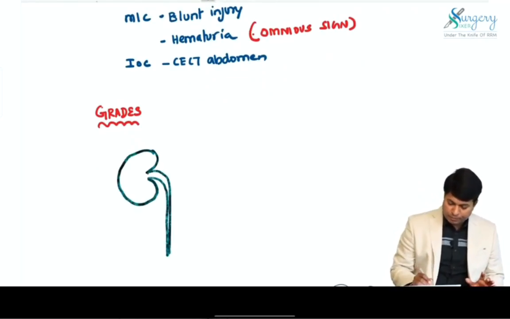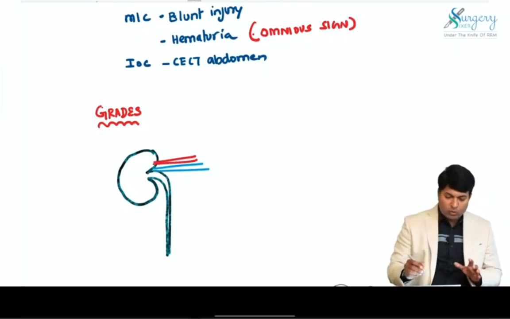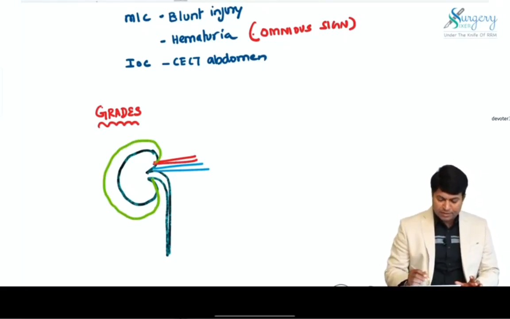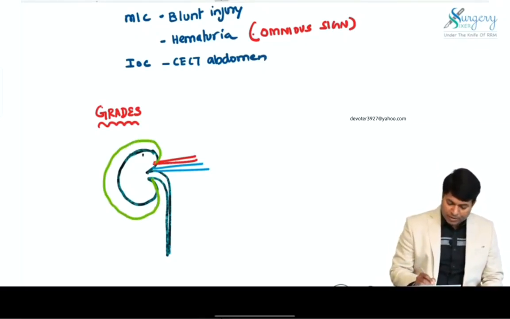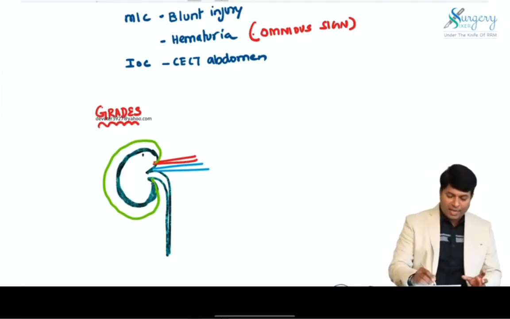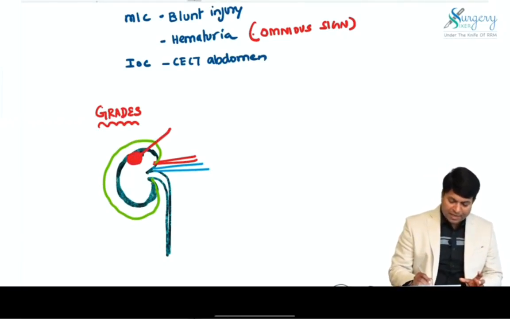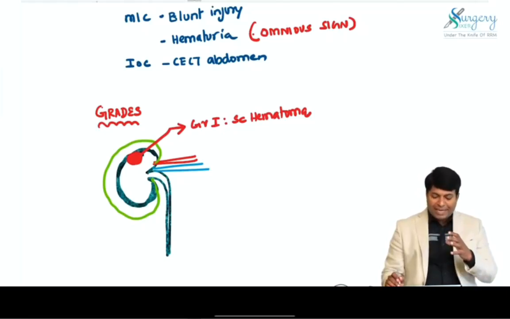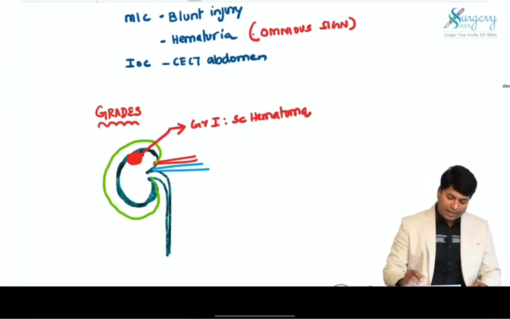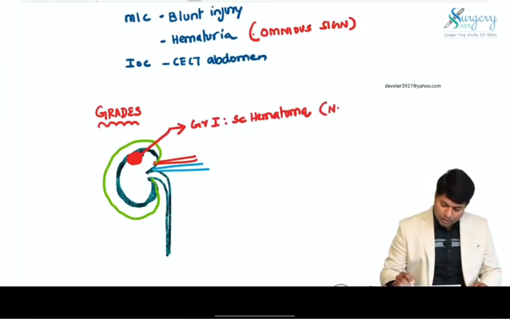Let us assume this is the renal vein, this is the renal artery, and this is the capsule. The green color I'm drawing is the Gerota's fascia, and this is the renal capsule. Now, if there is a very small subcapsular hematoma, please understand it is nothing to mug up. Grade 1 is a subcapsular hematoma. It is a perirenal or subcapsular hematoma, and it is non-expanding. Please remember, it is non-expanding.